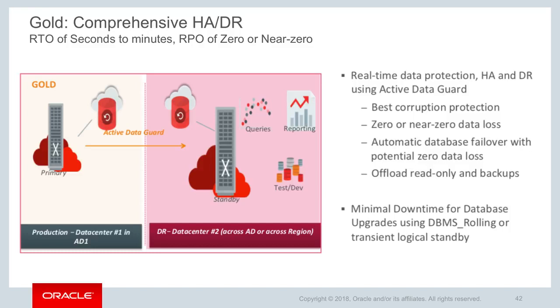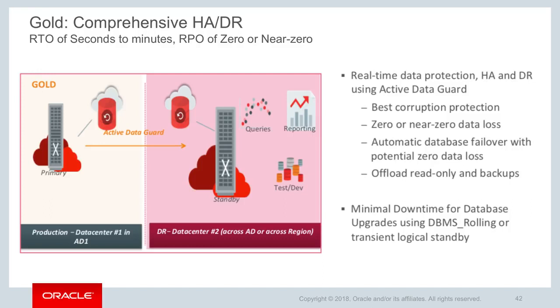We now look at the gold deployment method for your databases, which provides you with an RTO of seconds to minutes and RPO of 0 or near 0. This method involves deploying a database in a region and using Active Data Guard to replicate the data to another database which is in standby mode in another region.